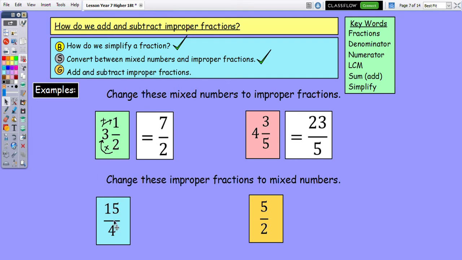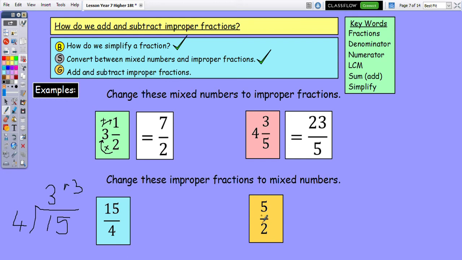Okay, so my job now is to change this improper fraction to a mixed number. Okay, and it's very, very straightforward. I'll try and write again if I can. This says 15 divided by 4, or how many 4s go into 15. If we did that as a very simple sum, 4 into 15 equals 3, with a remainder 3.